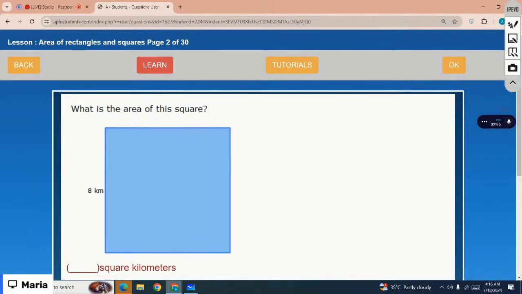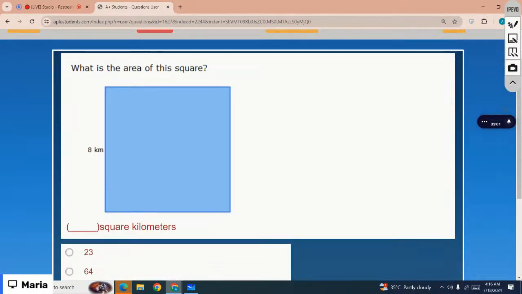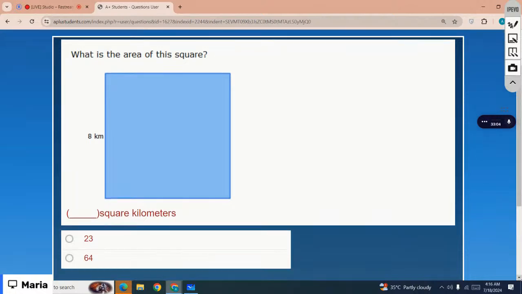Yes, you have to do 4 times 8 because a square has all four sides equal in length. So 4 times 8 is 32. Oh sorry, side times side. Area of a square is side times side. You have to do 8 times 8. The correct option is 64 square kilometer. Option number 3 is the correct option.